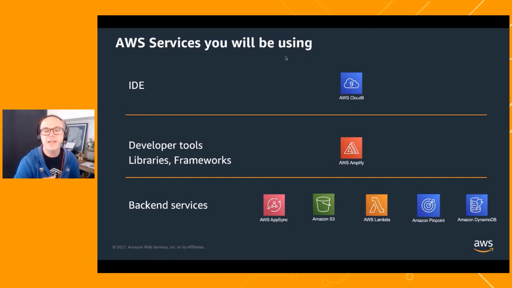The second one is one we haven't used before. This is Amazon Simple Storage Service, or S3. This is where I'm going to upload and store images. And it's a great use case for using S3, which is our durable object store.